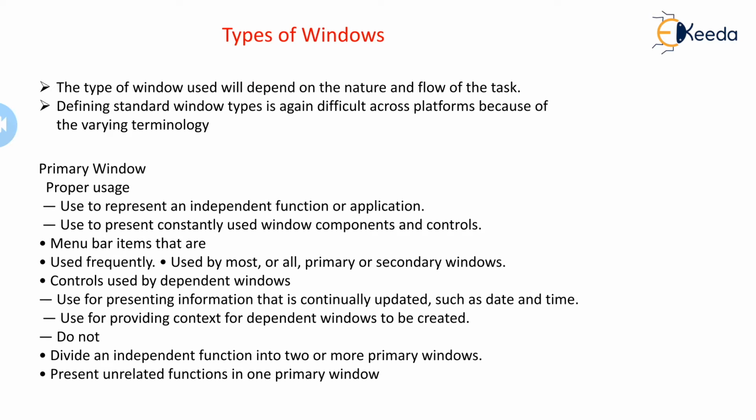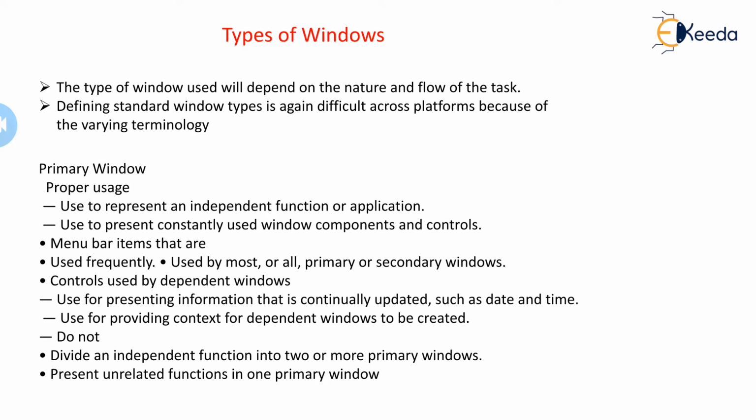It should present the framework of the functions, commands, and the data, and the top-level context of dependent windows. The primary window is the main focal point of the user's activities and should represent an independent function. Avoid dividing an independent function into two or more primary windows. Avoid presenting unrelated functions in a single window. An independent function should begin in a primary window.